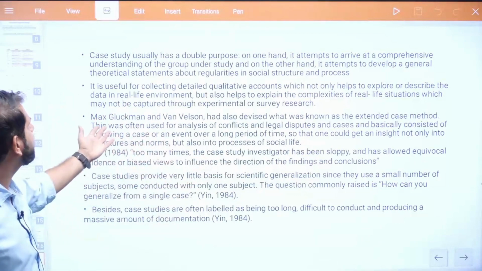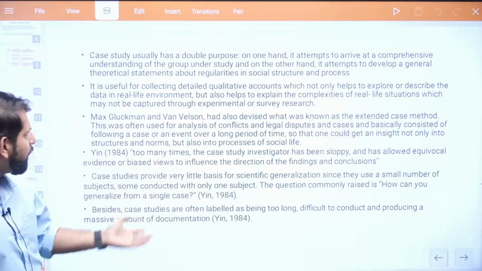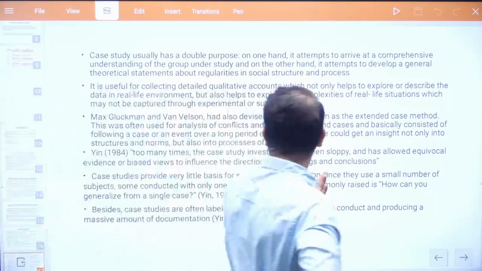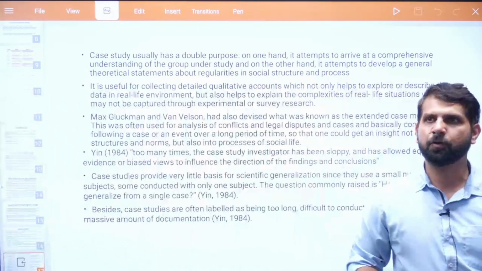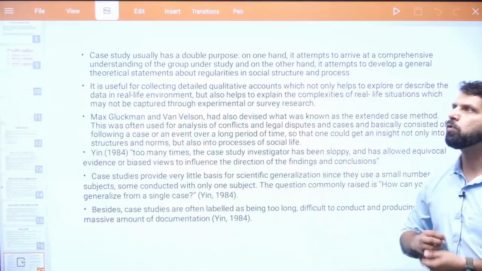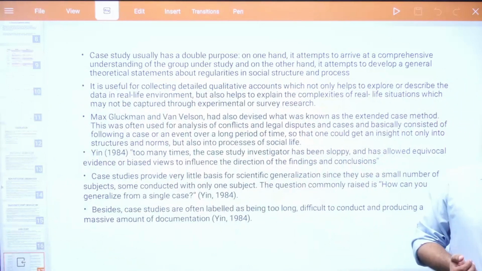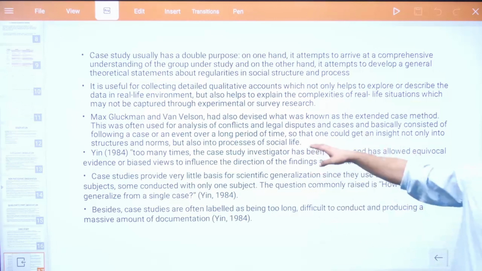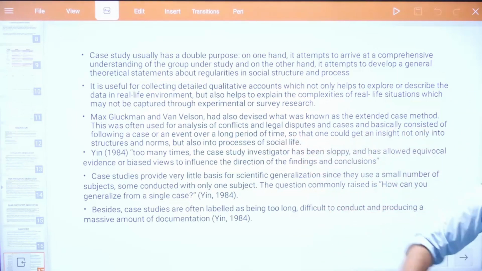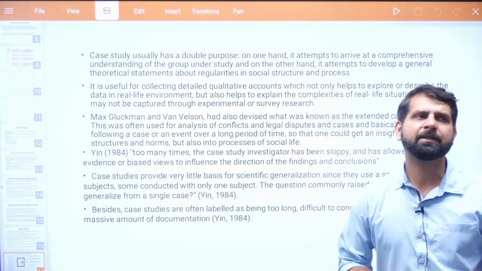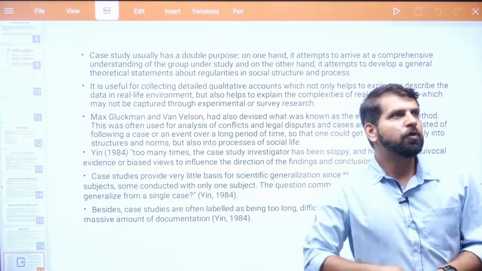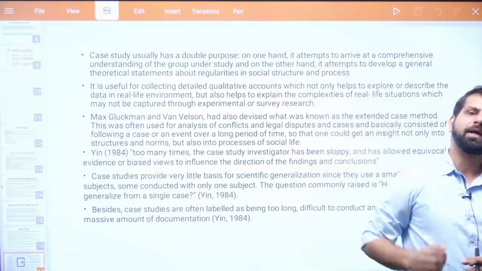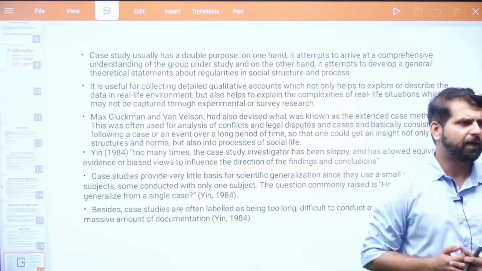Important thing. So in anthropology, Max Gluckman and Van Velsen extended this case study method by the name of extended case study method. What happens in the extended case study method is you study a case for an elongated period of time, for a longer duration of time.